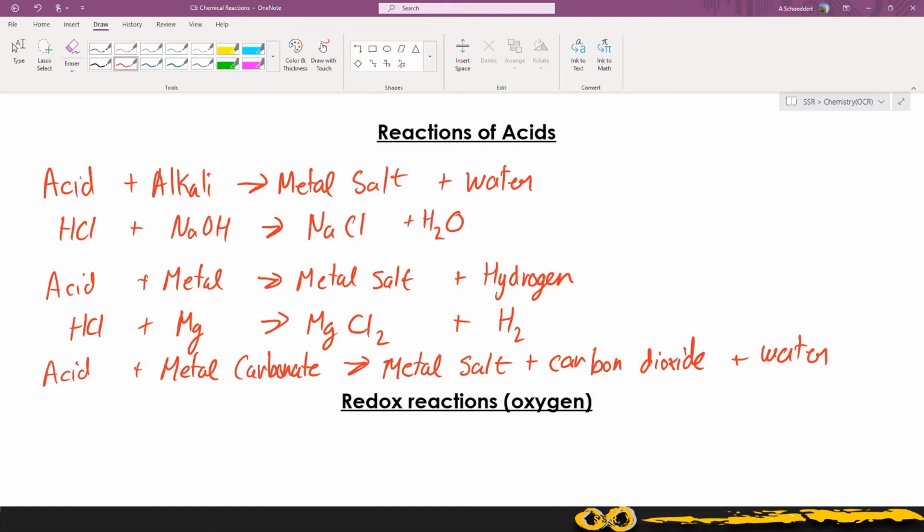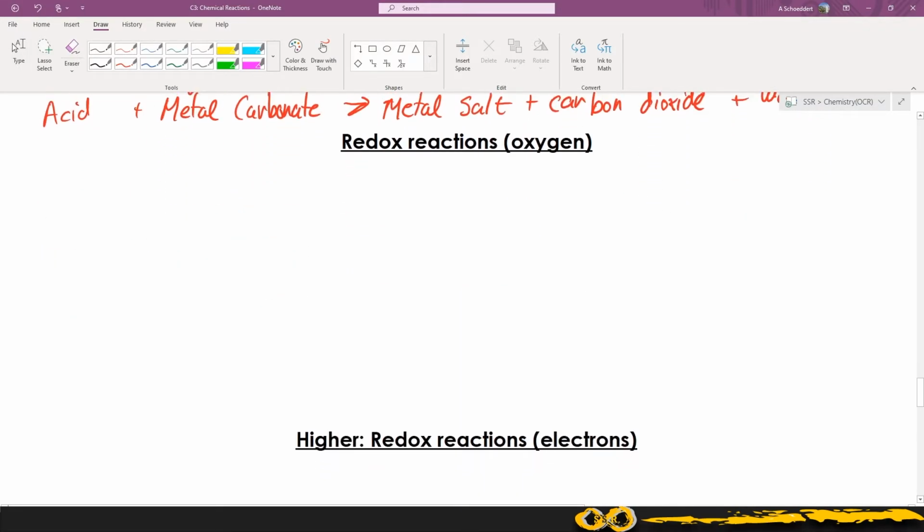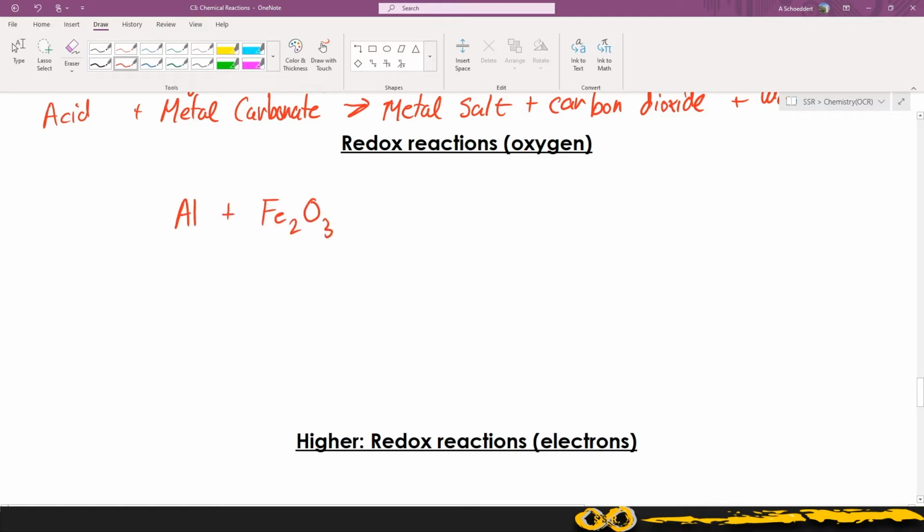The next type of reaction we are going to look at are redox reactions. Redox reactions are so called because it is a reduction reaction and an oxidation reaction happening at the same time. Let's look at the reaction between aluminium and iron oxide. In this equation, the aluminium will become aluminium oxide, and the iron will end up as a solid metal.